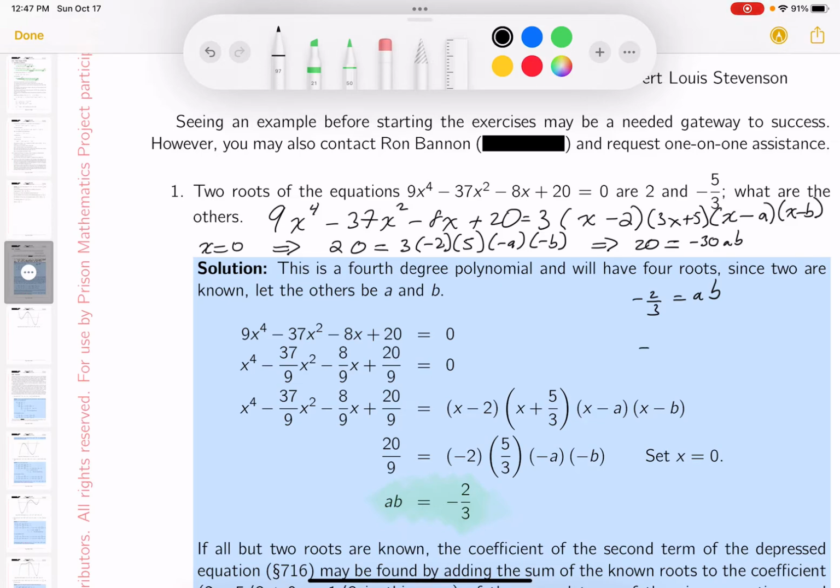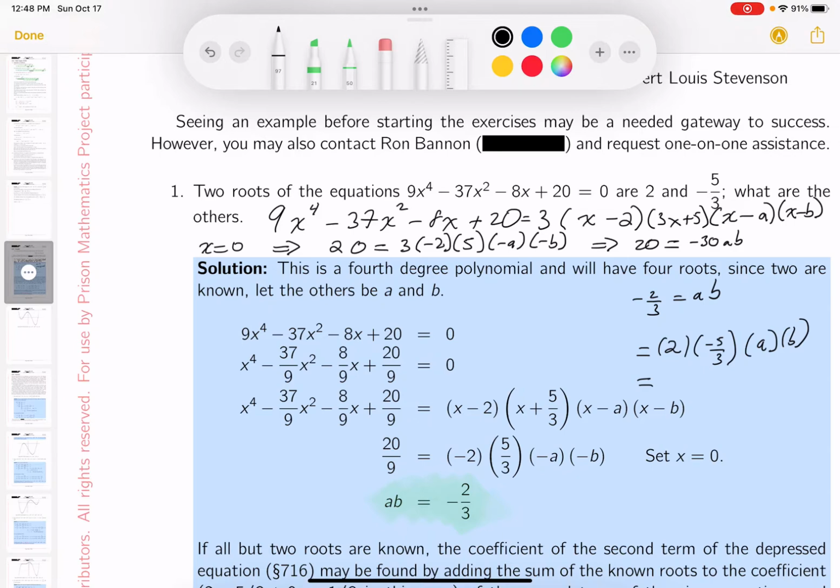The product of the four roots, let's write this over here. So the roots are going to be 2, and the other root would be minus 5/3. And then the last two roots would be a and b. That's the product of the four roots, right? So let's see what you get over there. What are you going to get if you multiply that out?